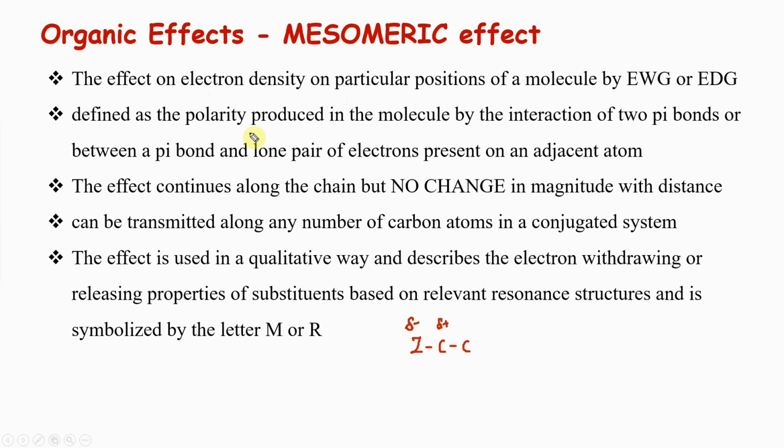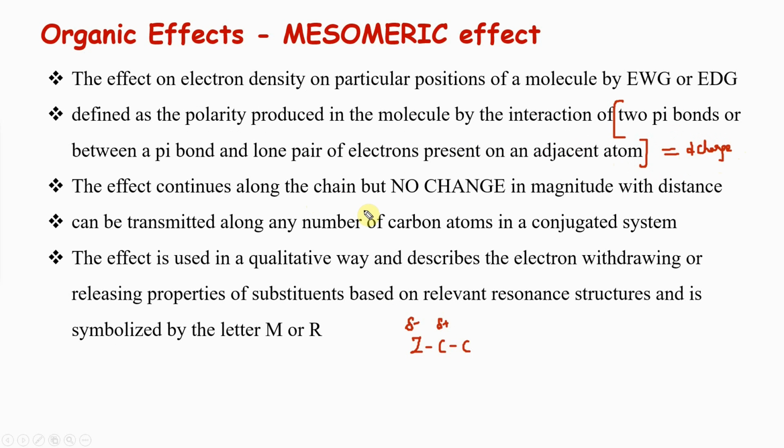This is basically defined as the polarity produced, here also polarity produced in the molecule by interaction of, this is where the difference is, two pi bonds or between a pi bond and the lone pair of an electron present in the adjacent atom. Okay, and we will also see not necessarily two pi bonds, it could be pi bond and a lone pair. Later we will see it could be pi bond and charge. Carbocation, carbanion stability, we are going to see that later.